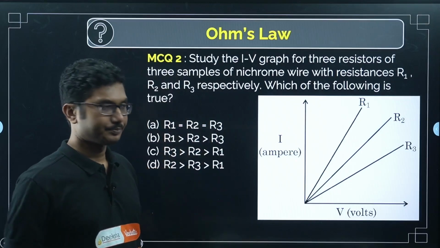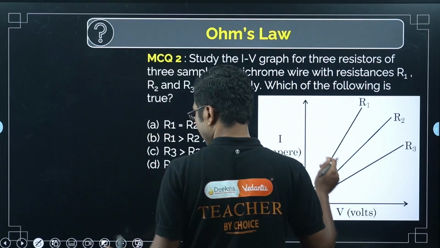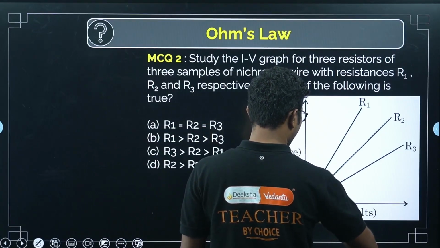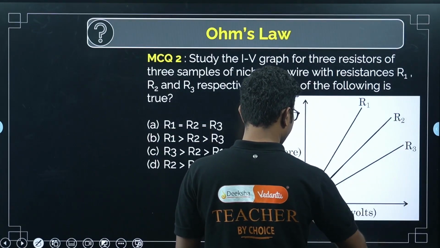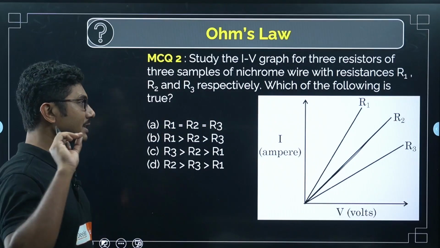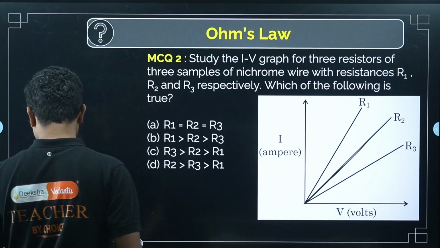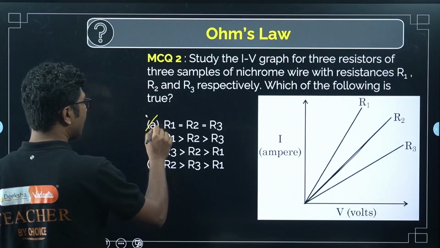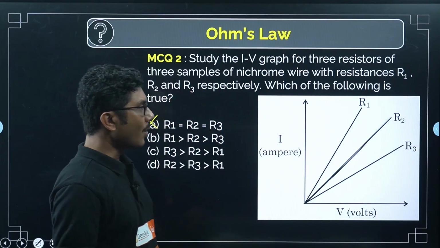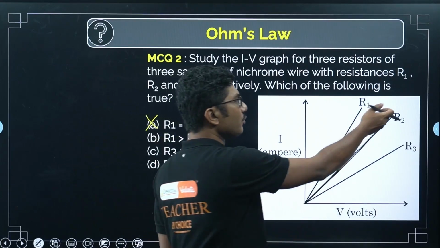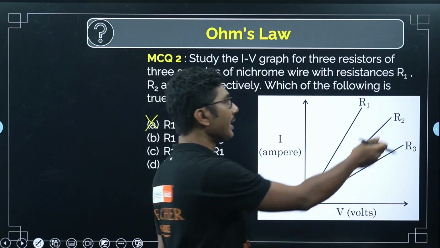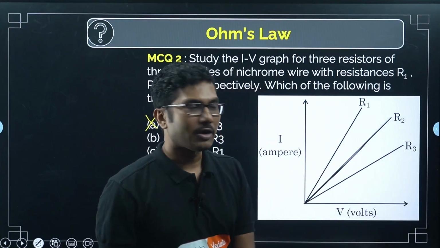This much is clear. Suppose all the resistances are showing only one graph, R1 is also along this, R2 is also along this, R3 is also along this, in that case all the resistances will be equal. Otherwise all the resistances are not equal, so definitely we can rule this one out. Okay, now what else? Since R2 is in the middle of R1 and R3, R2 cannot be the biggest.